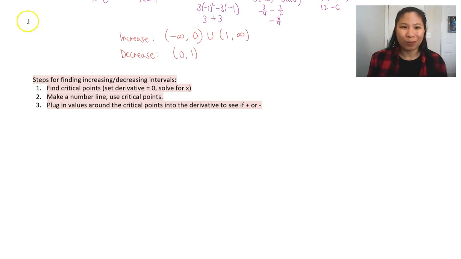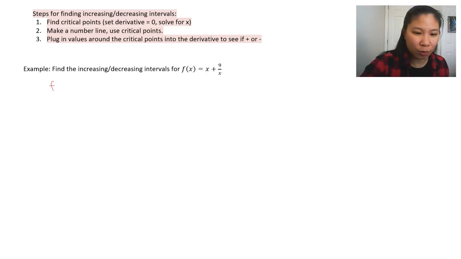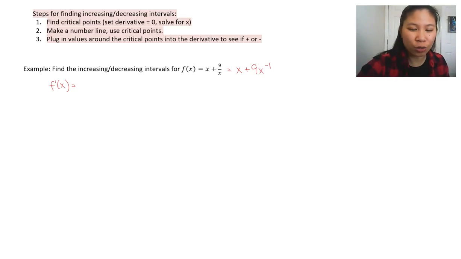All right, let's do another example. So this time we're going to use the function f of x equals x plus 9 over x. So our first step is to find those critical points. So I'm going to find the derivative. Actually, before I even find the derivative, I'm going to rewrite this a little bit because I don't want to use quotient rule for the 9 over x. So I'm going to rewrite this as x plus 9x to the negative first power. That way I don't have to do quotient rule. You can if you want, I just don't prefer. Because now I can just use the power rule.